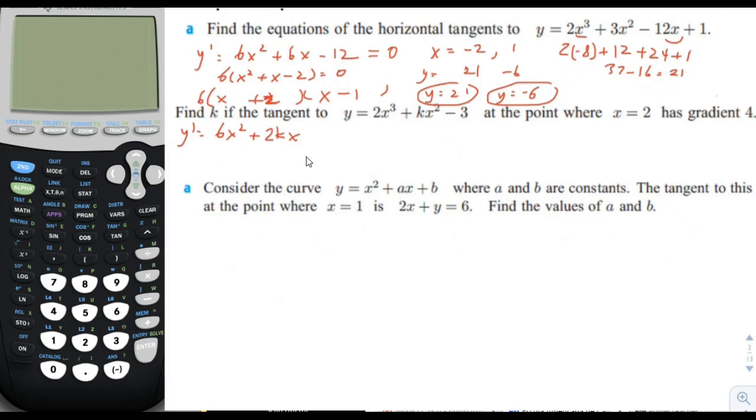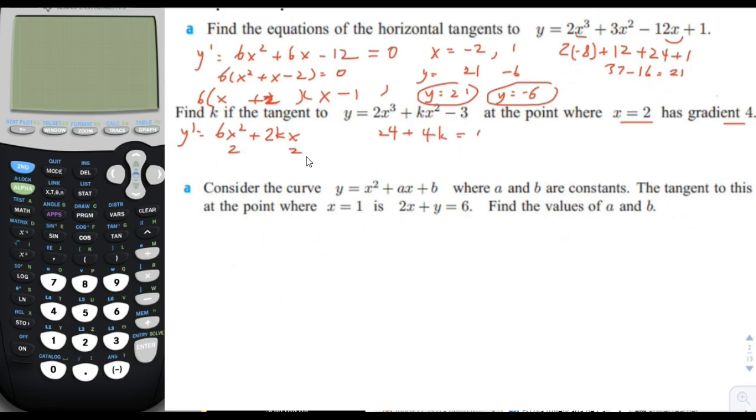And we need to figure out what value is k such that when x equals 2, the gradient is 4. So we could just put in 2 for x here and here, and then we'll set it equal to 4. Okay? So we'll have 6 times 4, which is 24, plus 2k2, which is 4k.